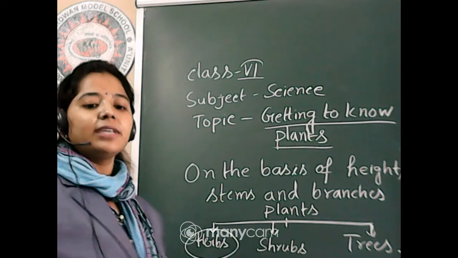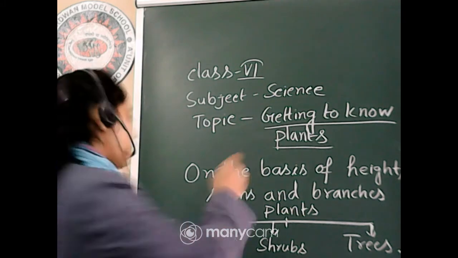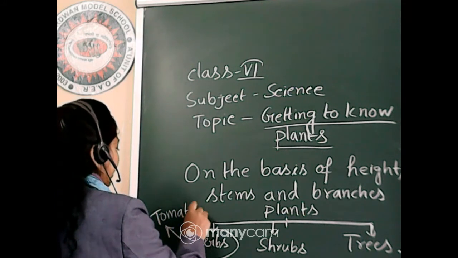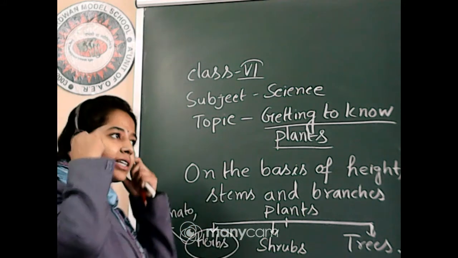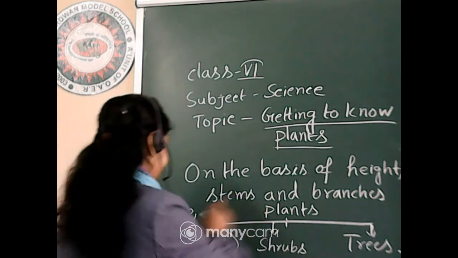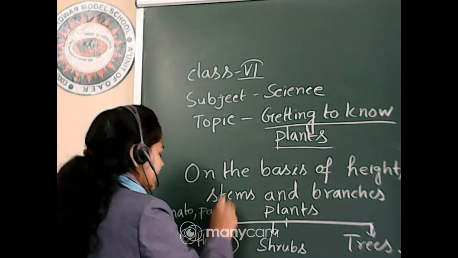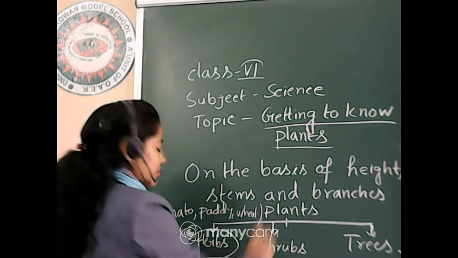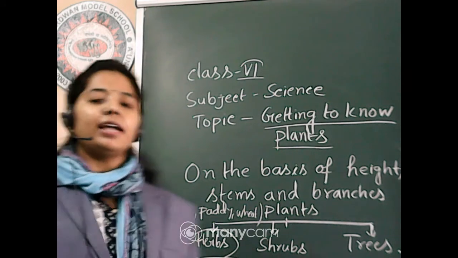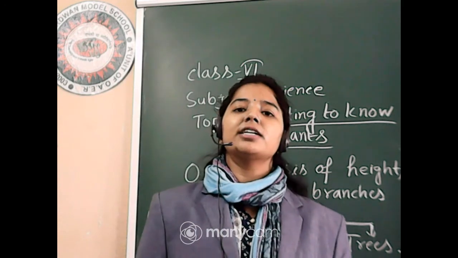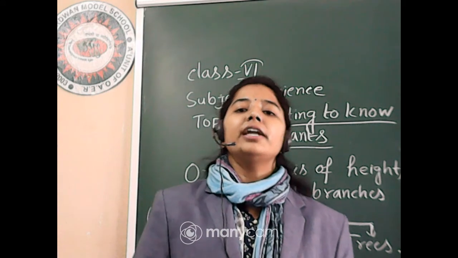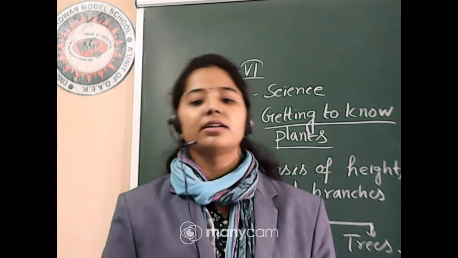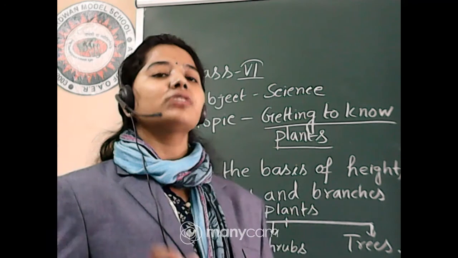Examples of herbs are tomato, paddy, and wheat. These are the main characteristics of herbs that I have already discussed: they have green and tender stem, and they are usually short and may not have many branches.